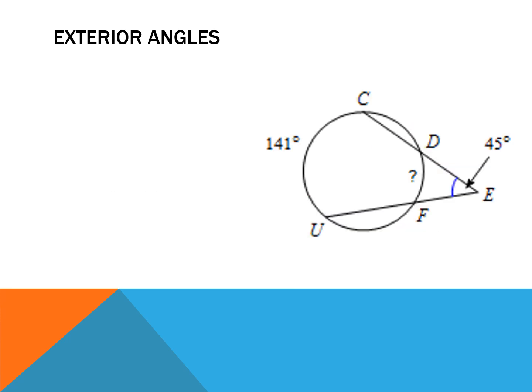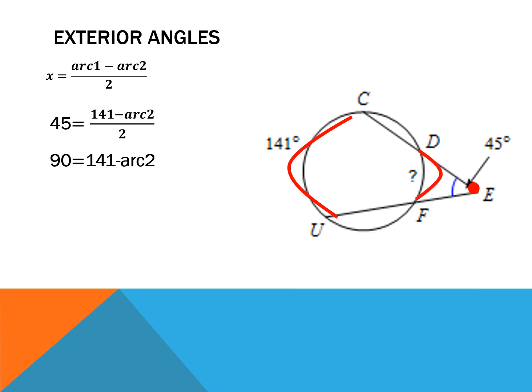For this last one, we want to find our smaller arc again. We have our angle 45, our larger arc is 141, and we want to find our smaller arc. Again, we're just going to plug it in: arc 1 minus arc 2 divided by 2. We plug it in where we need to, and then we get our arc 2 to be 51.